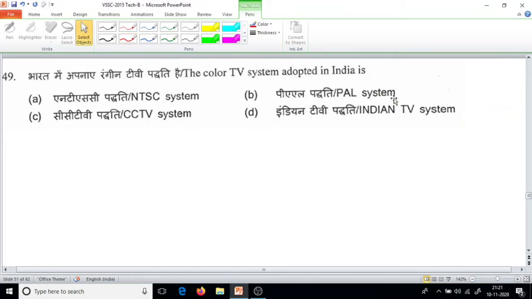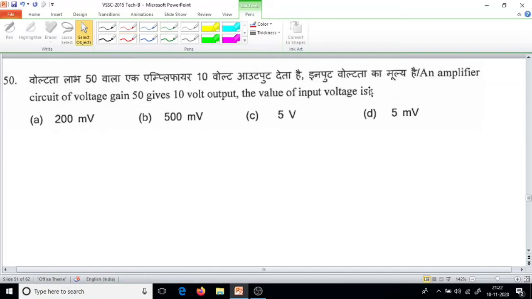Question number 49. The color TV system adopted in India is option B, PAL. This is phase alternation, I think phase alternation by line. That's what I think. But the PAL system is adopted in India.